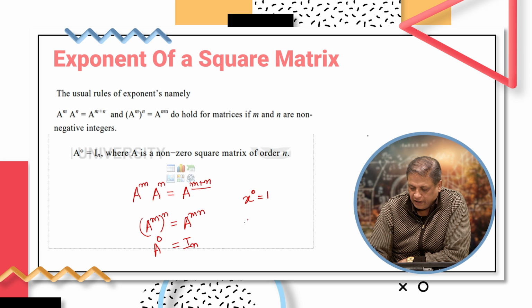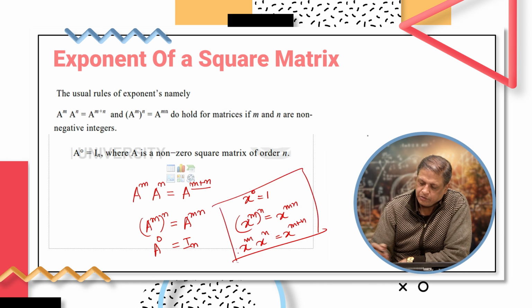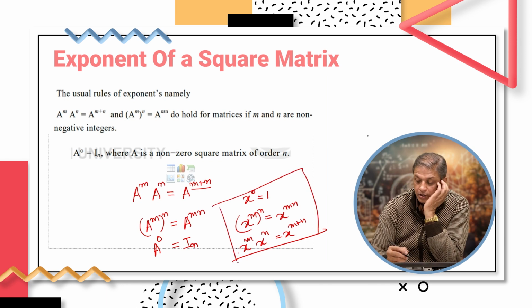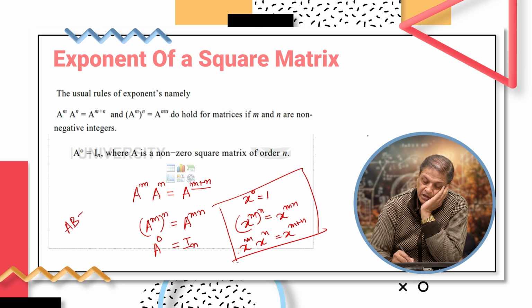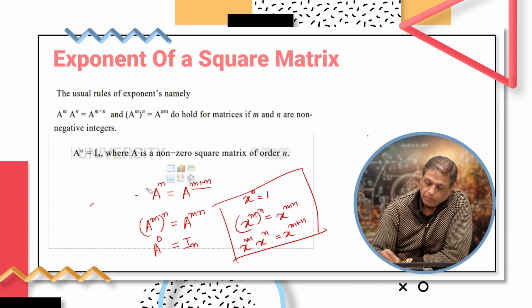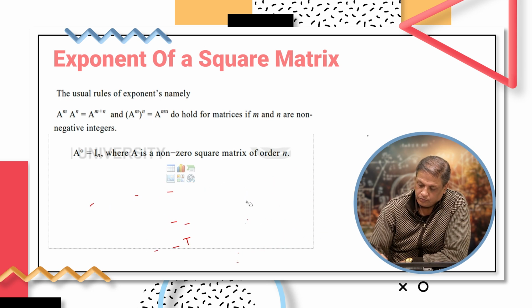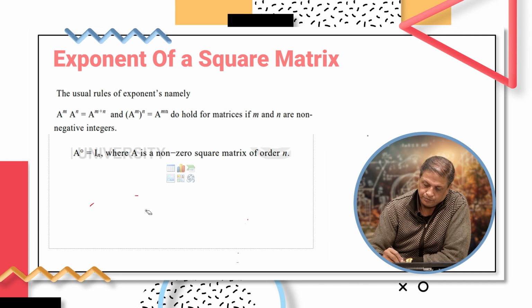If any number x, then x to the power m whole to the power n is equal to x to the power mn, and x to the power m times x to the power n is equal to x to the power m plus n. So the same algebra rule applies, but many times the algebra rules are not applicable to matrices. Likewise, we had seen that AB is not equal to BA. So you need to be very cautious when you are using the understanding of matrices and the understanding of normal algebra, the normal calculations.